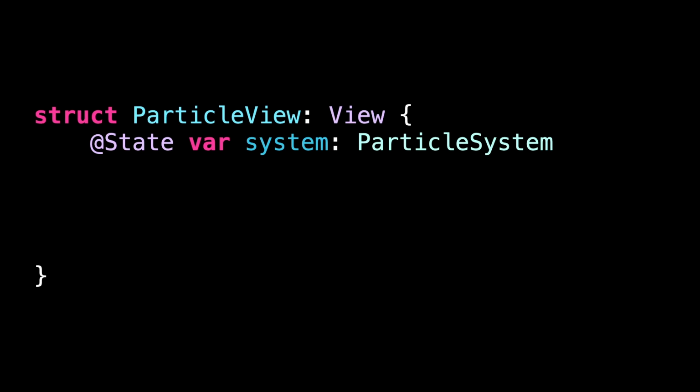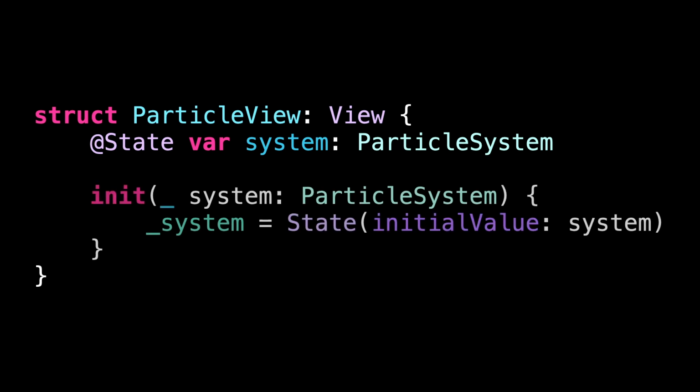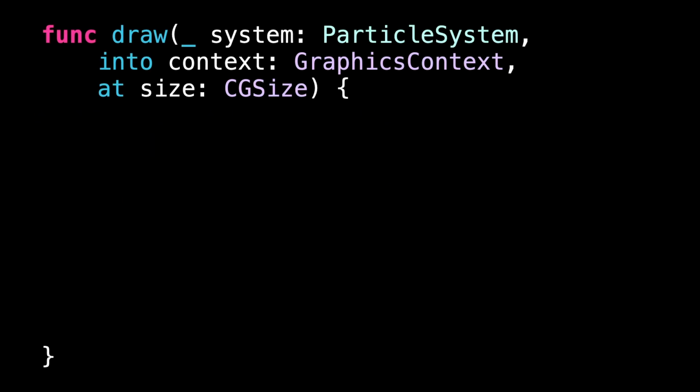You can see it's got some state to store our particle system, but it's not making it there because it'll be passed in externally in an initializer. Let's stash it away. Here's the system we want to draw. Fog, smoke, whatever it is. Put it away. And then inside there will be a draw method to draw our particles.